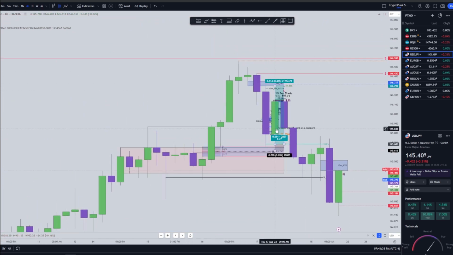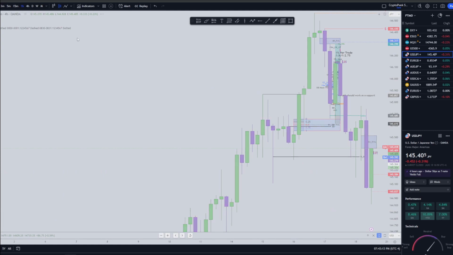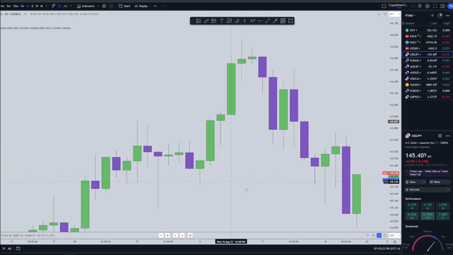I entered this area on this candle, okay, this move. And why I did that is because there is this 4 hours order block with 4 hours fair value gap. Anyway, let's get back to where I was. I will hide all my drawings.